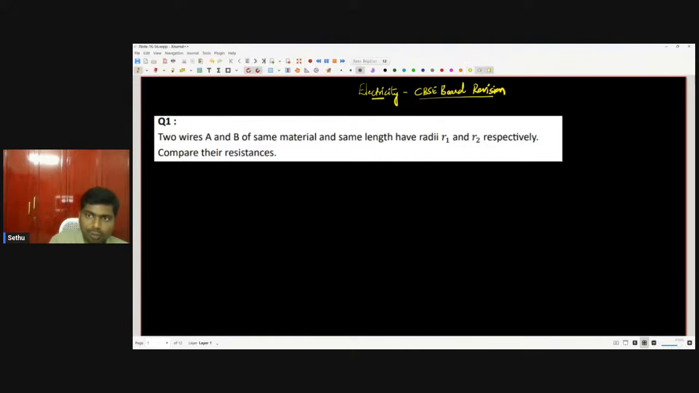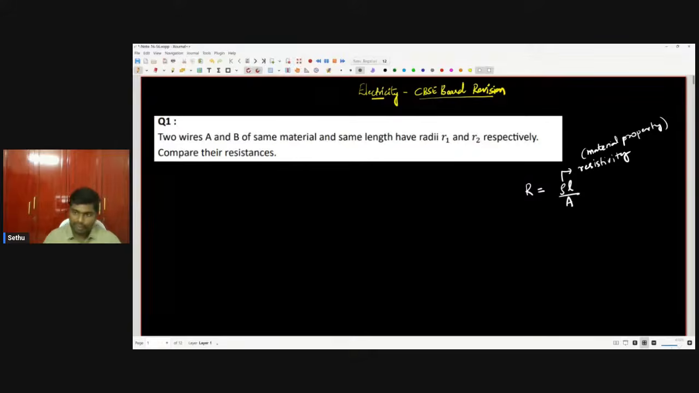So first, what is resistance? You know that resistance is basically equal to rho L upon A. Now, rho is the resistivity of the material. And this resistivity is a material property, it depends on the material used.